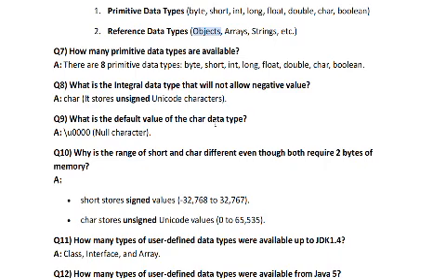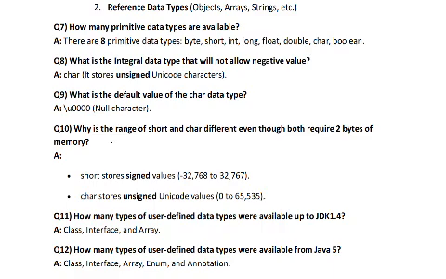What is the default value of the char data type? The default value of the char data type is the Unicode null character. Null means not zero, not anything. We will discuss null in further videos.